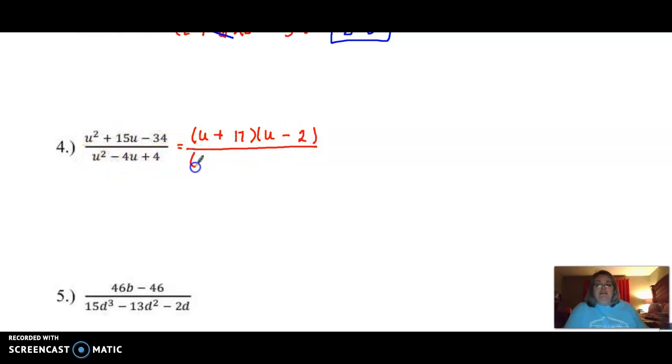On my denominator, if I have a u and a u, I need factors of 4 that will give me 4. Well, I would have to use 2 and 2 because 4 and 1 would never give me a 4 again, and these would both need to be negatives. Once everything is factored, we're looking for those quantities that can be reduced. So u minus 2 reduces with u minus 2, leaving me with u plus 17 over u minus 2.